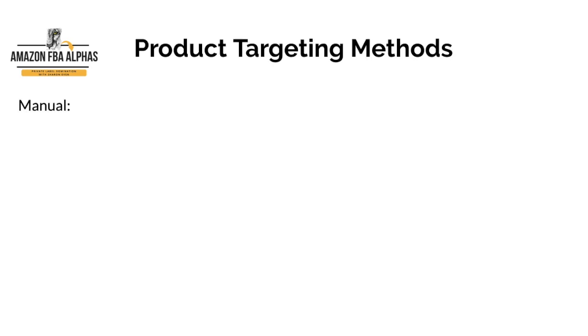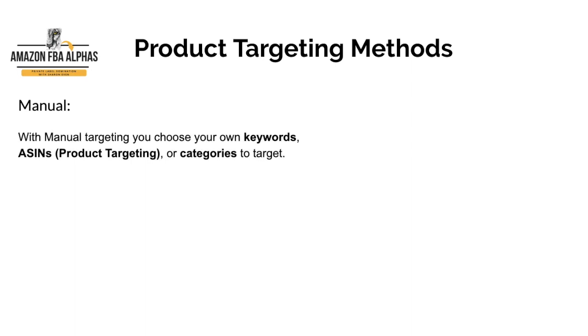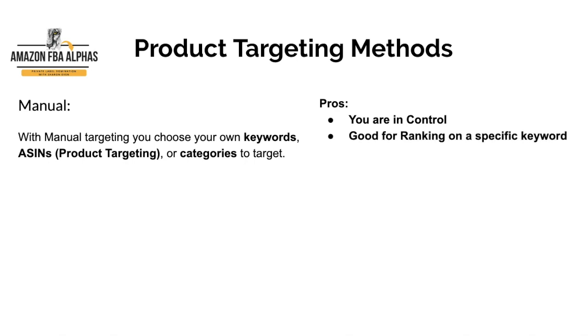So the next targeting method is manual. With manual targeting, you choose your own keywords, your own ASINs to target and/or categories. Pros, number 1 is you're in control. It's good for ranking on specific keywords because you choose the keywords. It's easier to navigate because you have more control. Targeting a specific group of people.